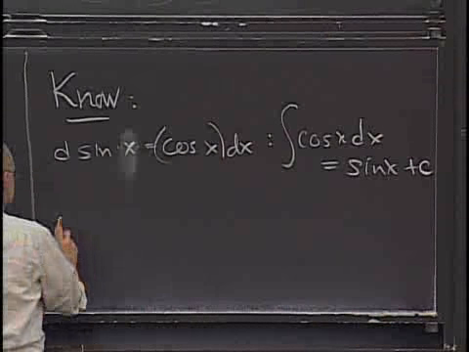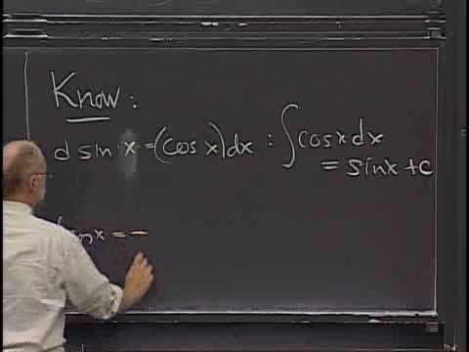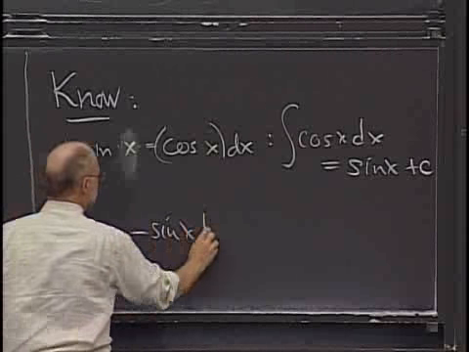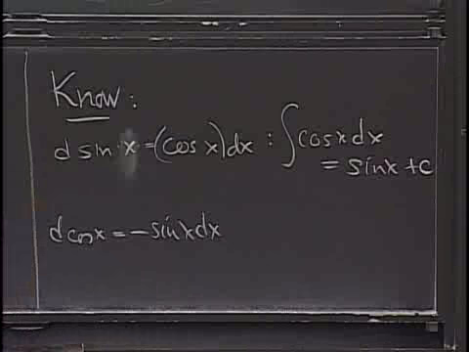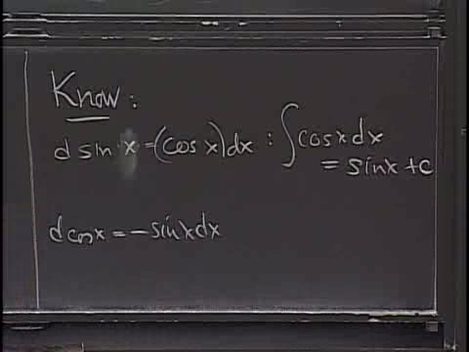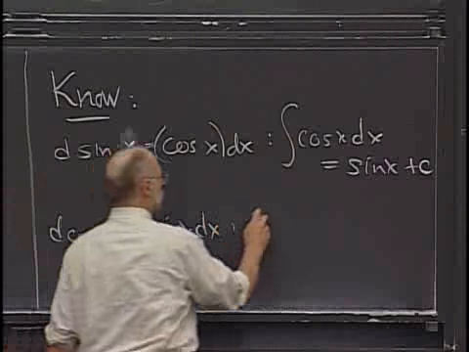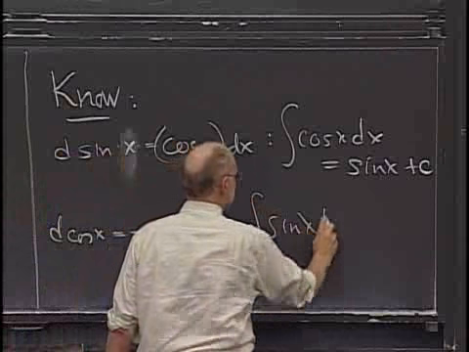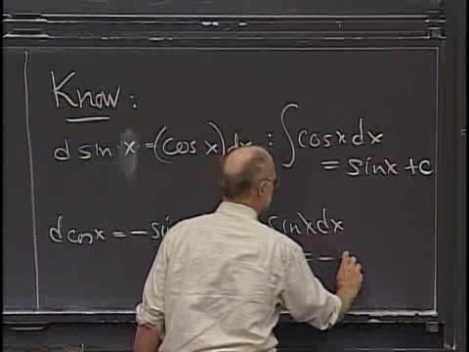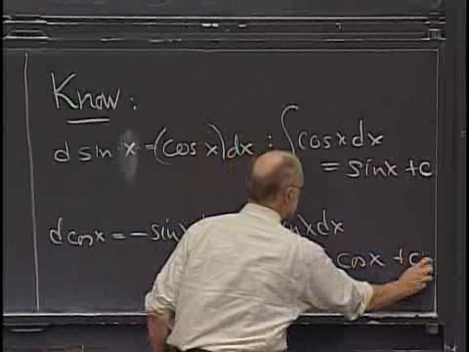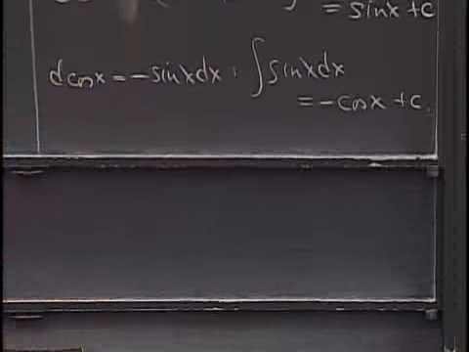And the same way, d cosine of x is minus the sine of x dx, right? The derivative of the cosine is minus the sine. And when I integrate that, I find the integral of the sine of x dx is minus the cosine of x plus c. So that's our starting point.